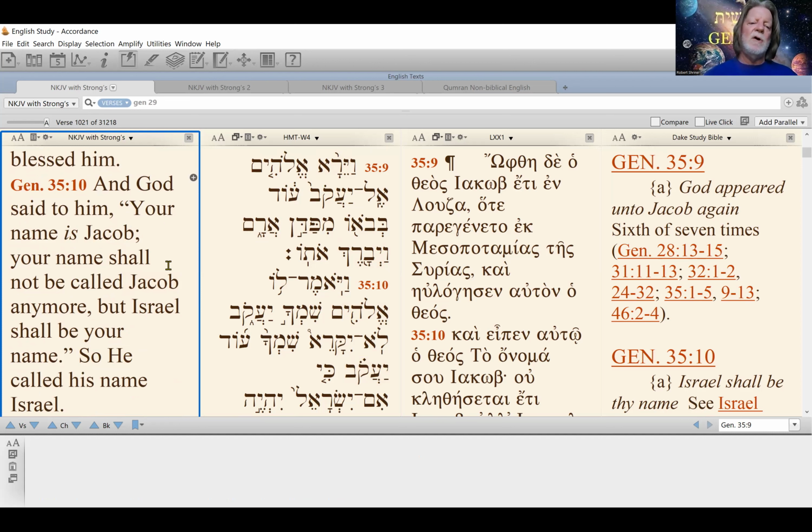Your name is Yaakov. Your name shall not be called Yaakov anymore, but Israel shall be your name. So he called his name Israel. Now, verse 10 could be like Back to the Future.